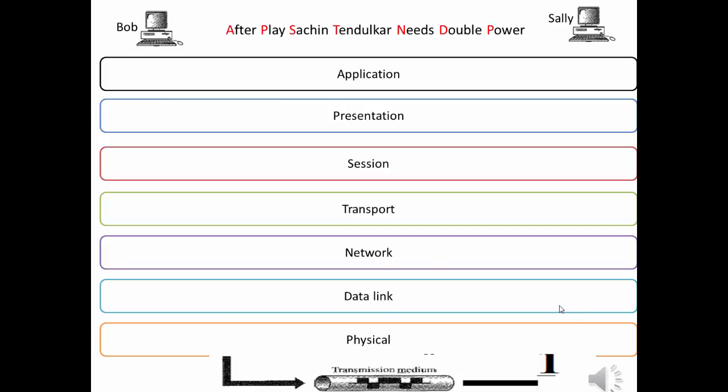There are 7 layers in OSI Reference Model, and they are always counted from top to down: application, presentation, session, transport, network, data link, and physical. I normally use this formula to remember these layers. I hope this will be helpful for you.